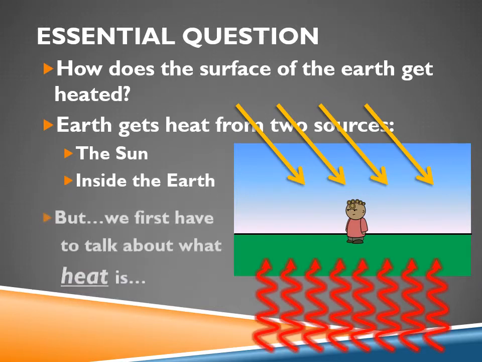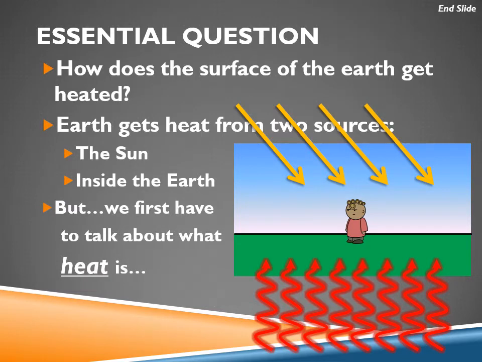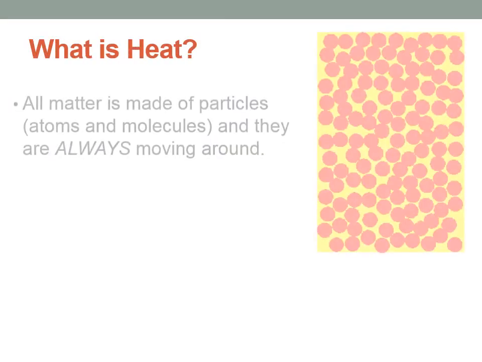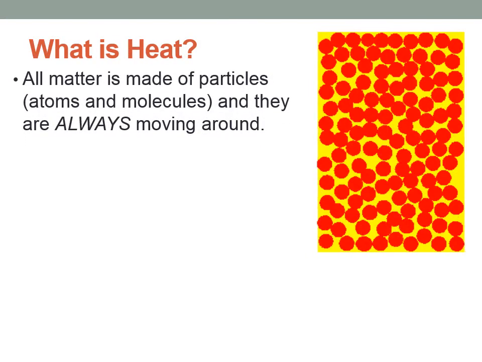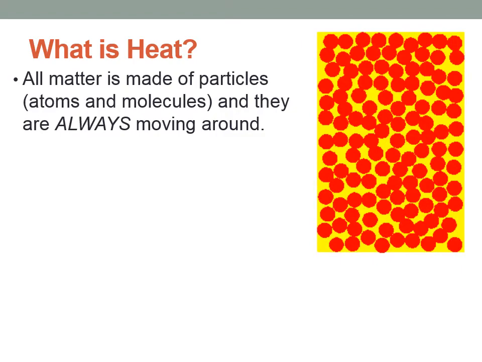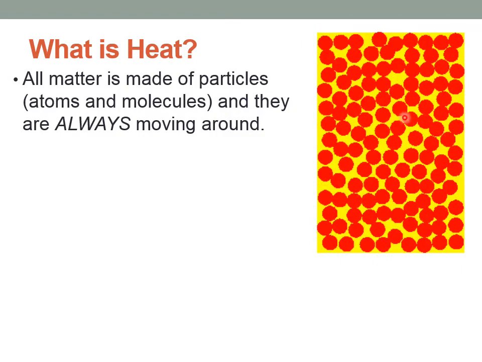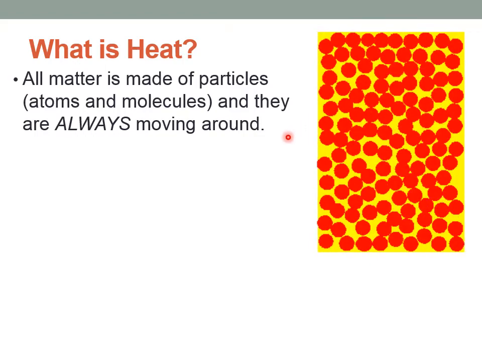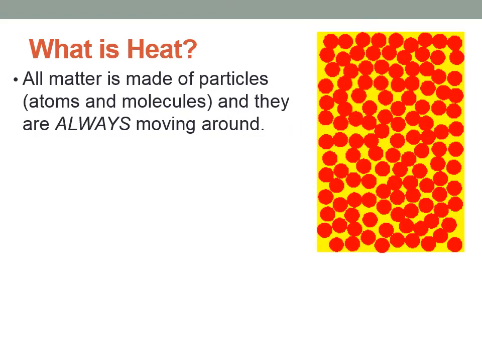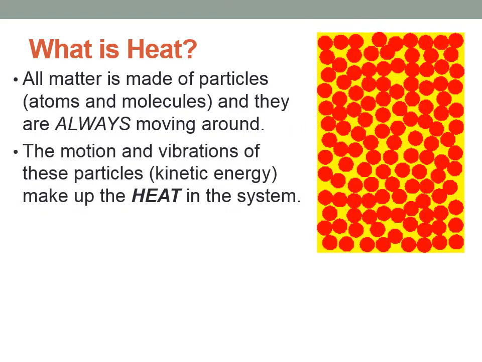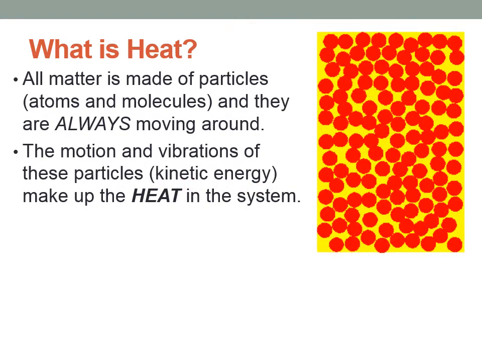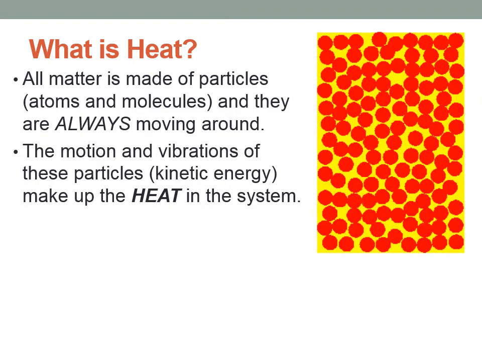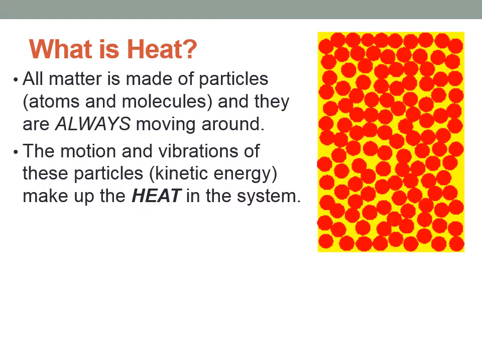But before we really get to how the Earth is heated, we have to talk about what heat is first. So what is heat? All matter in the universe is made of little particles, atoms or molecules, and they are always moving around. In this diagram, you see a bunch of little particles vibrating back and forth. That's essentially what heat is: the motion and vibration of these particles, which we call kinetic energy. The kinetic energy inside of these particles as they're vibrating around is the heat inside of the system.